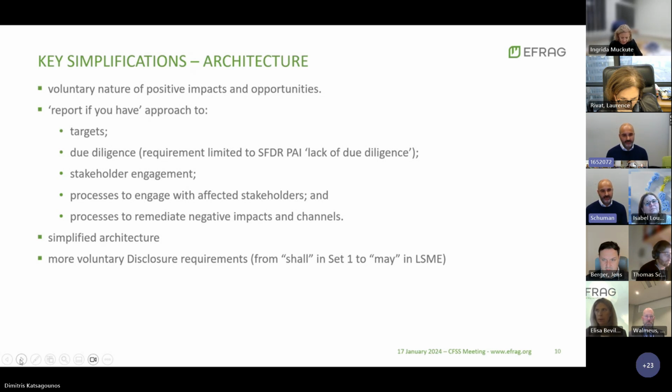As mentioned in the previous slide, we have a simplified structure for the standard, and we have more voluntary disclosure requirements in the LSME compared to Set 1. So we changed it from shall to may.